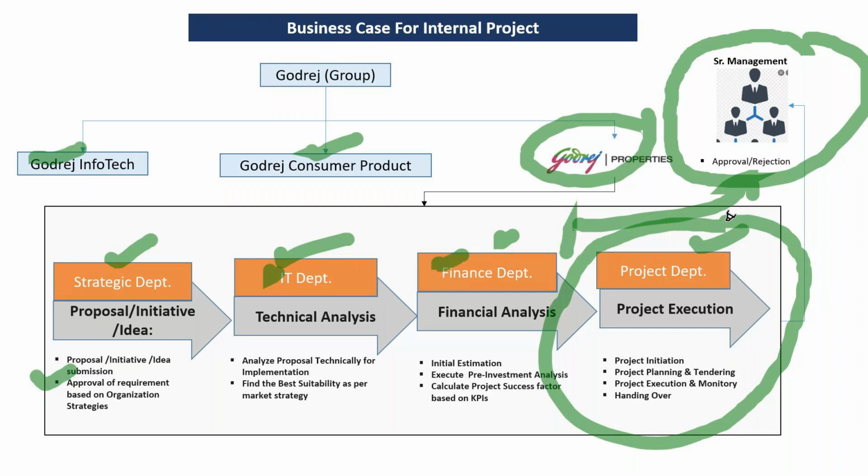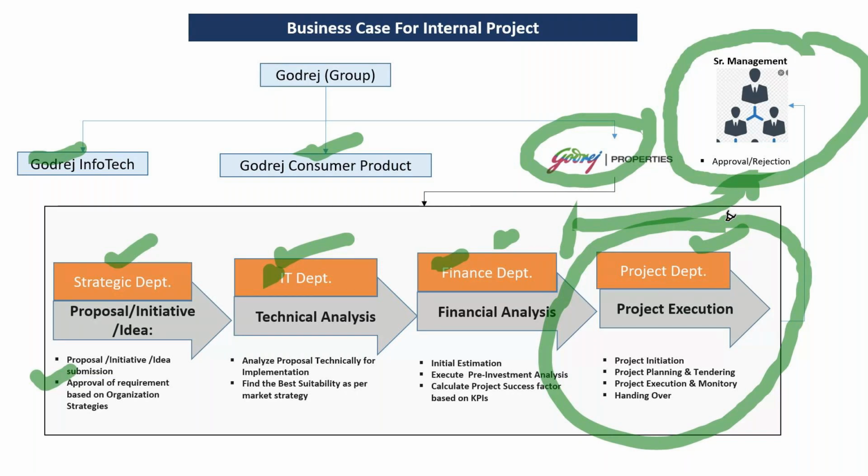Once it is done, it will go to the IT department to analyze whether the infrastructure we have can support the implementation, and whether it is technically feasible. Once that is done, it goes to the next level, the financial department, to check whether we have funds for it. If everything is fine, they will align with higher management and approach them with our recommendation that we can go for this implementation.